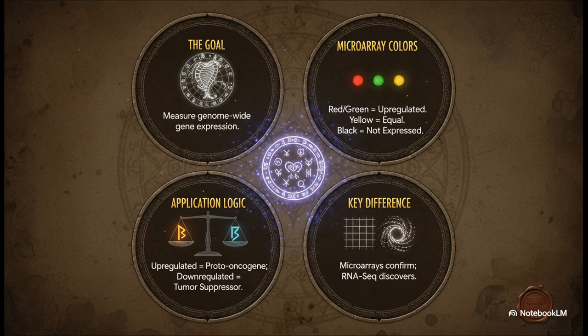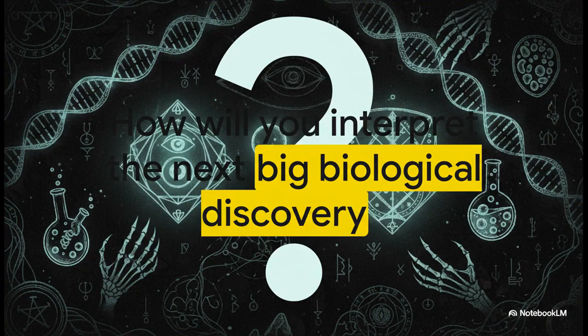3. Apply that cancer logic. Upregulated is a proto-oncogene, downregulated is a tumor suppressor. And 4. Clearly explain that fundamental difference. Microarrays confirm what you know, but RNA-seq can discover what you don't. And just remember, this stuff isn't just about passing a test. These are the real tools that scientists are using right now to make incredible, life-saving discoveries in medicine. Understanding this is understanding the language of modern biology.